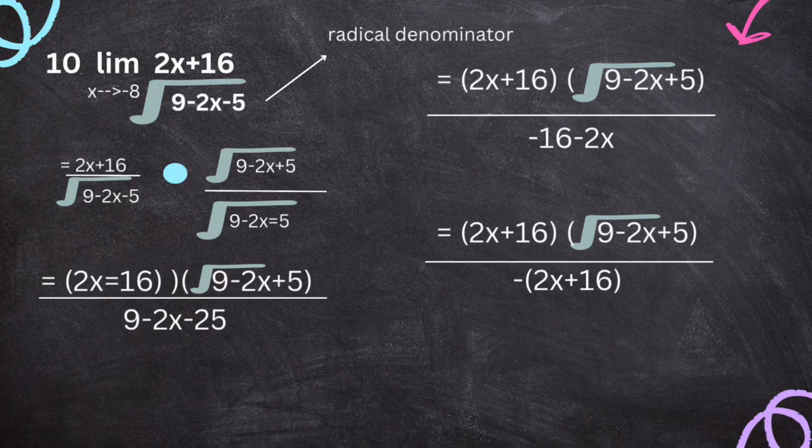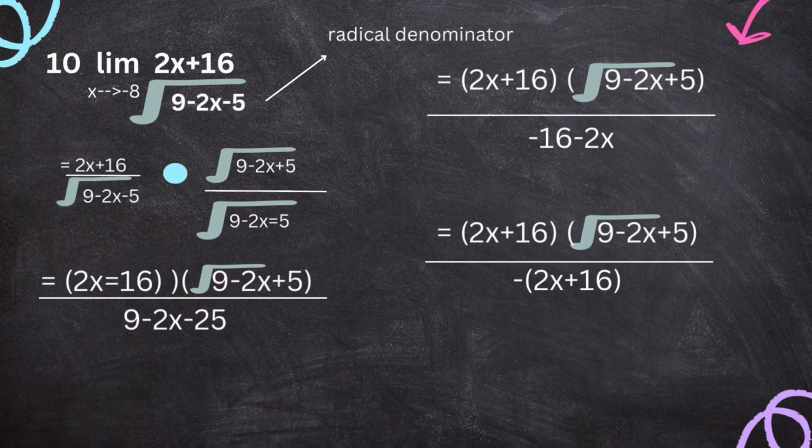For item number 10, the given is the limit of 2x plus 16 over the square root of 9 minus 2x minus 5 as x approaches negative 8. As we can see, we have a radical denominator. Therefore, we have to rationalize it by multiplying both numerator and denominator by the square root of 9 minus 2x plus 5. And it would be 2x plus 16 over the square root of 9 minus 2x minus 5 times the square root of 9 minus 2x plus 5 over the square root of 9 minus 2x plus 5. And now, let's simplify it.